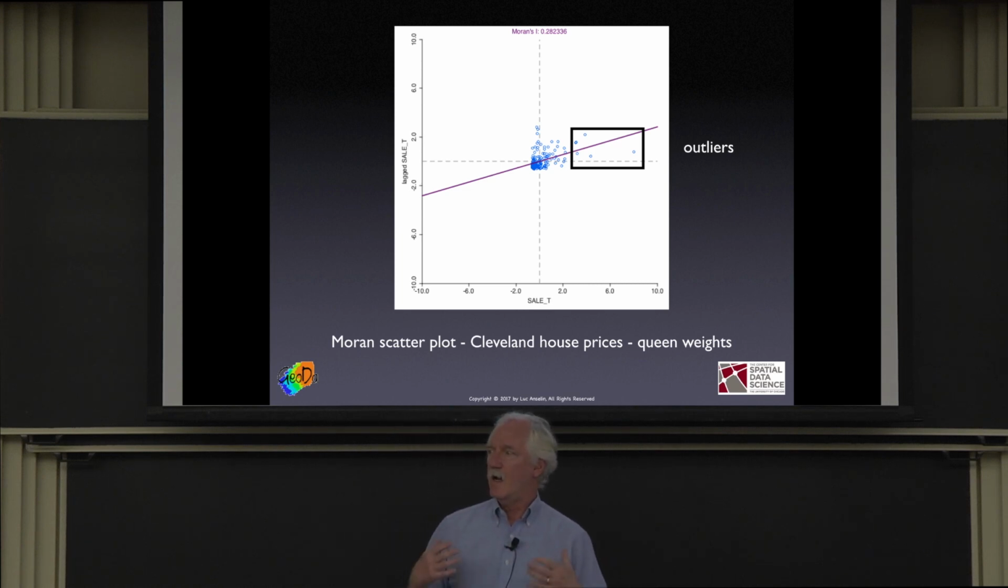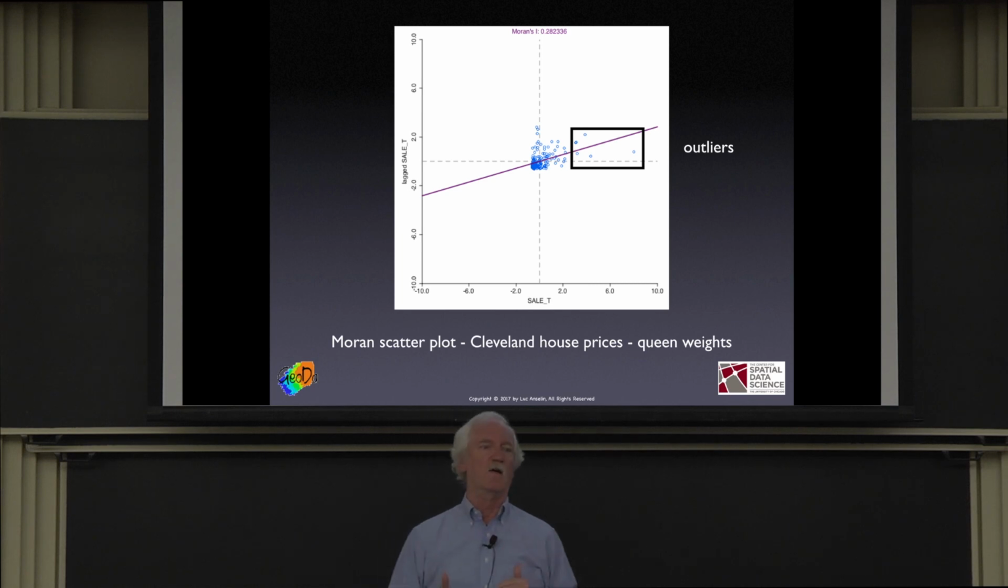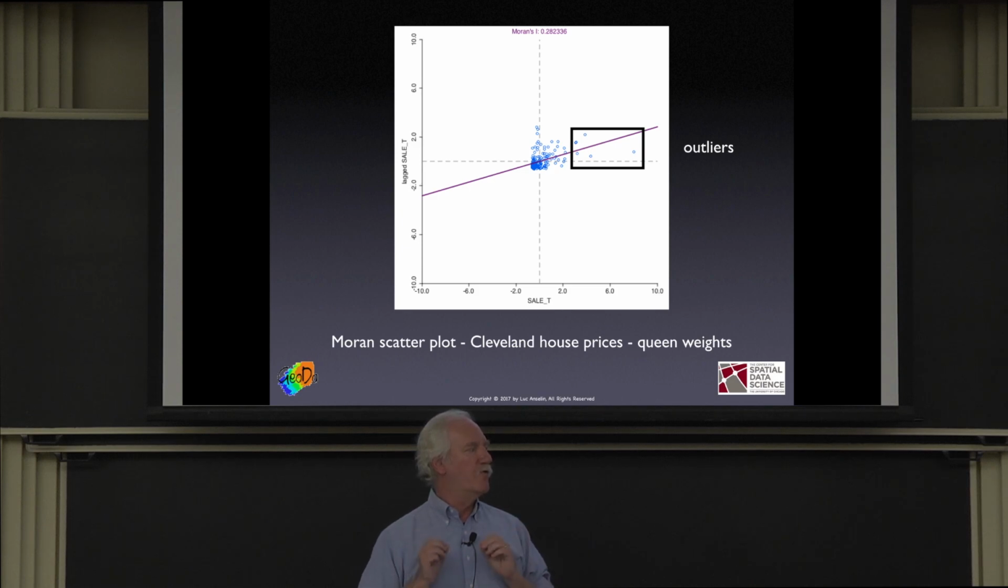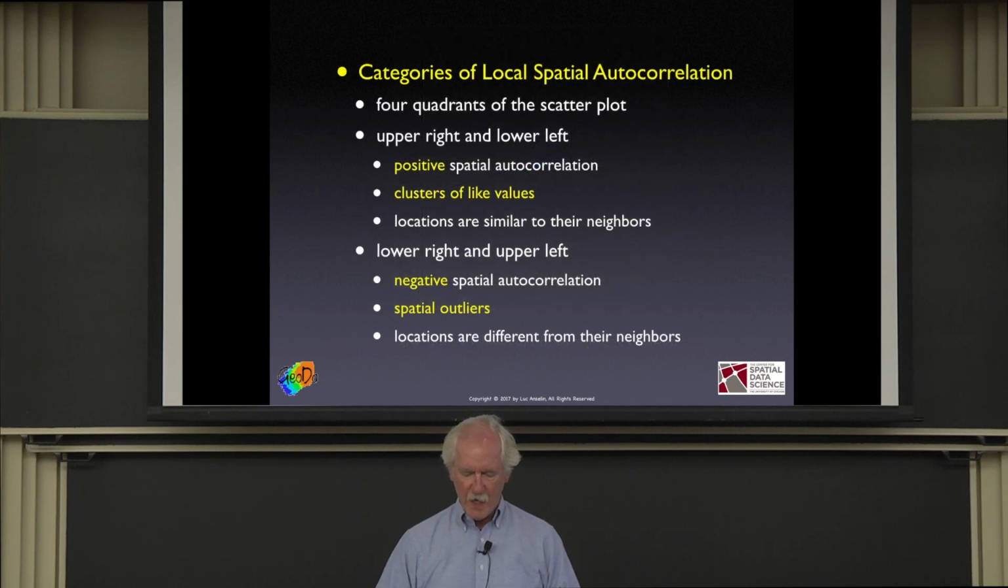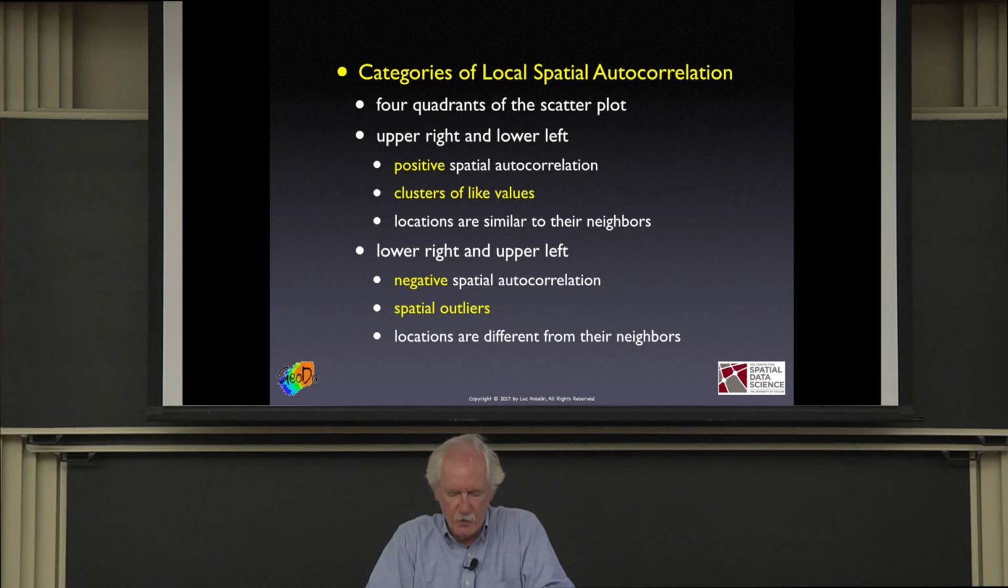But secondly, it allows us to start categorizing the type of spatial autocorrelation, whether it pertains to values above the mean or below the mean, surrounded by neighbors above the mean or below the mean, and the categorization of locations as potential spatial outliers. So to summarize, we have the four quadrants: positive spatial autocorrelation, like values, negative autocorrelation, outliers. I call them spatial outliers.